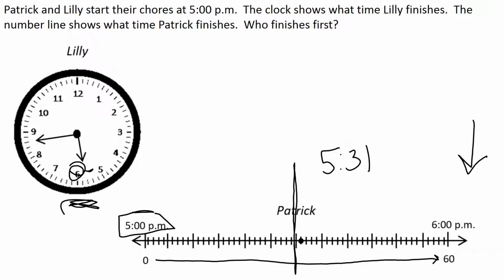And then 5, 10, 15, 20, 25, 30, 35, 40. Now we count by ones. 41, 42, 43. She finished at 5:43. So we know that Patrick finished first because his time was 5:31, so it was about, if you estimated, halfway past 5, and hers was 15 minutes after that. So that's how we know.